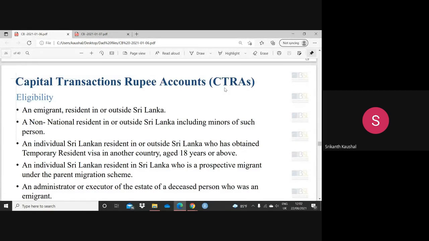An individual Sri Lankan resident in or outside Sri Lanka who has obtained a temporary resident visa in another country. Sometimes when you go to countries like Australia, after you study, you work for a certain time. Then you are eligible to apply for TR, what you call temporary resident. After TR only you can apply for a PR. Or else you go straight away under skill migration with PR. So there is an option.